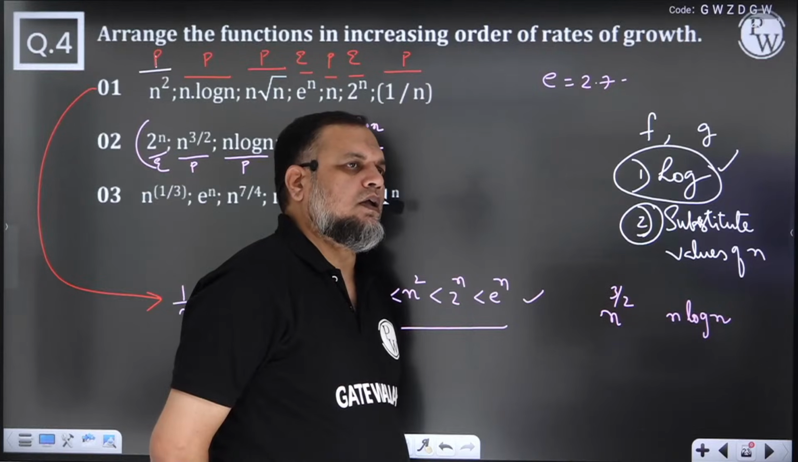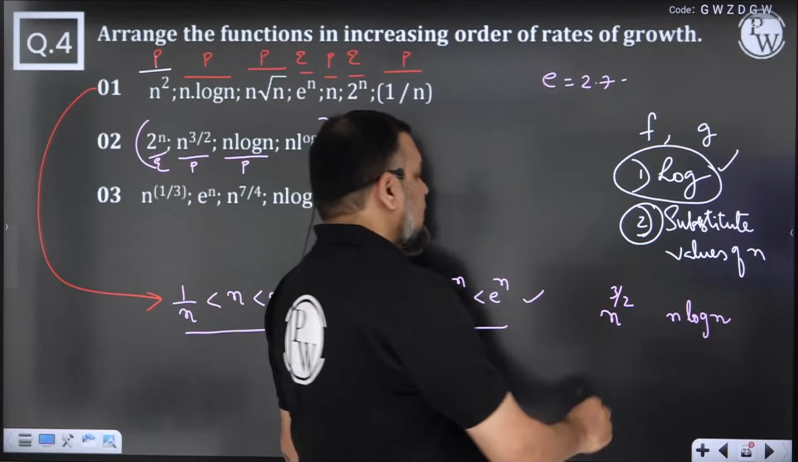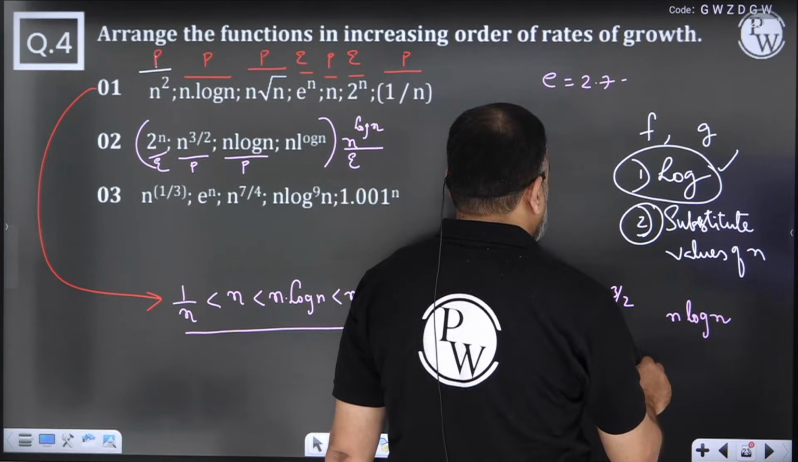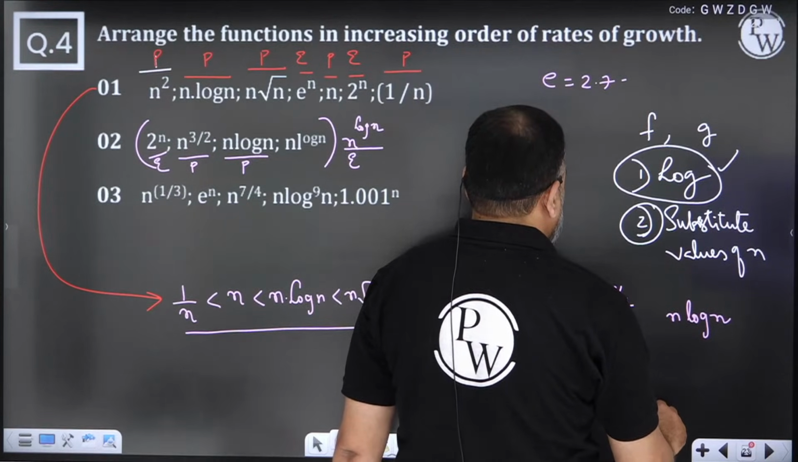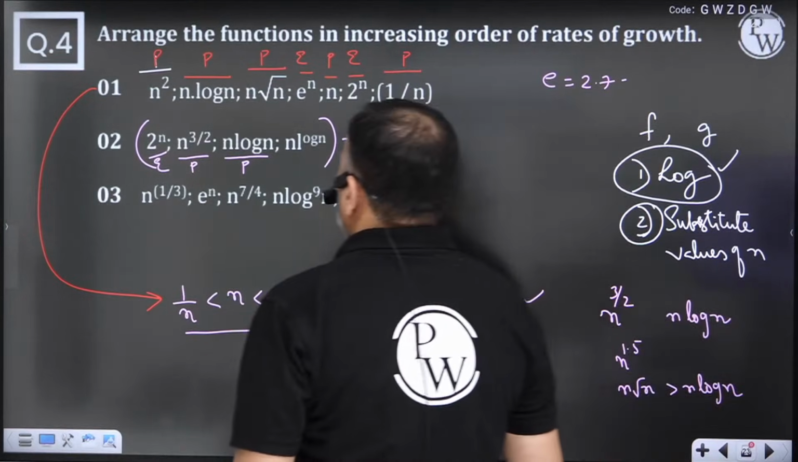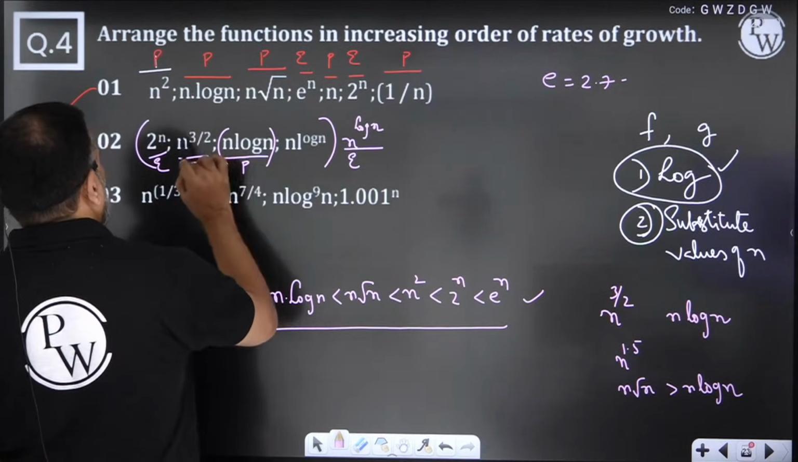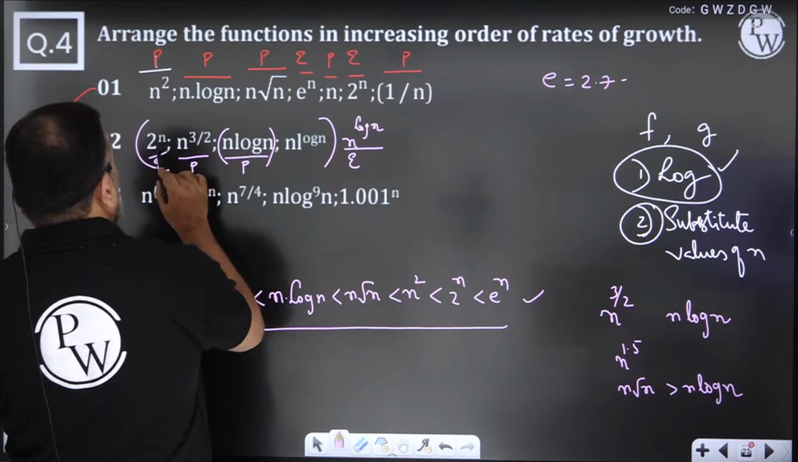n power 3/2 and n log n, which is greater? n log n is greater, n power 3/2 is greater, why? Because this is n power 1.5 which is n root n, and n root n is always greater than n log n. So first will come n log n, then n power 3/2, then 2 power n and n power log n.